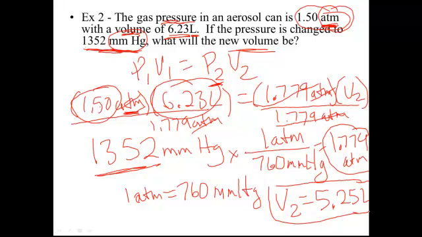Now, let's check and make sense. Does that make sense? What did the pressure do? The pressure was 1.5. It went up to almost 1.8. So the pressure increased. If the pressure increases, we know that it's an inverse relationship. So if the pressure increased, then the volume should have decreased. And it did. It went from 6.23 liters down to 5.25 liters.